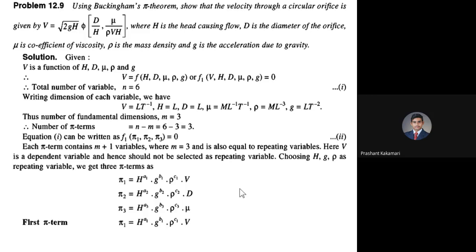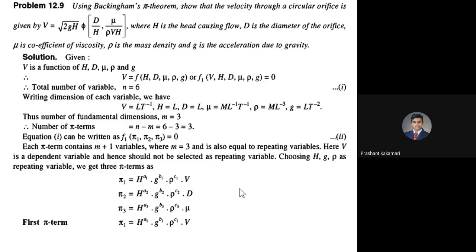Okay. Now once the variables are known to us, we need to find out the fundamental quantities. How many fundamental quantities are required to represent these variables? As you know, the dimensions of all these variables are from the properties of fluid and other concepts studied in fluid mechanics until now. So I'm going to recall the dimensions as well as fundamental quantities, and list how many fundamental quantities are required to represent all these variables. So velocity is meter per second, I can write LT raised to minus 1. Head is in meters, I'll write length L.